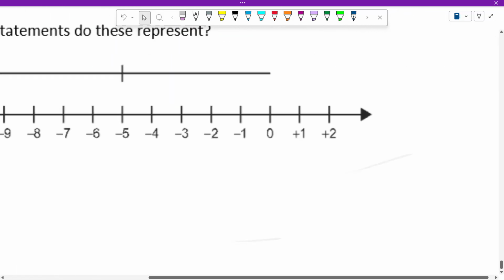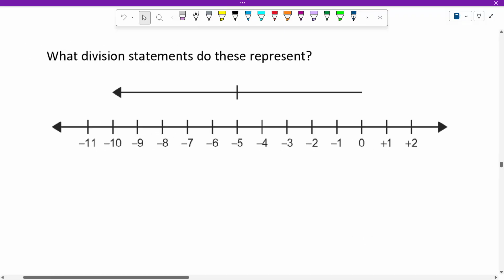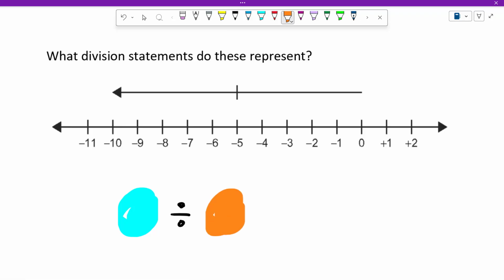So let's look at this line first, right? So this line right here represents a division, right? So now let's talk about a division statement. A division statement has 3 parts to it, right? So it usually looks like this. We have a number divided by another number, and it equals your value, right? That's what a division statement looks like. So we gotta look at this diagram and sort of figure out what are those 3 parts, right?